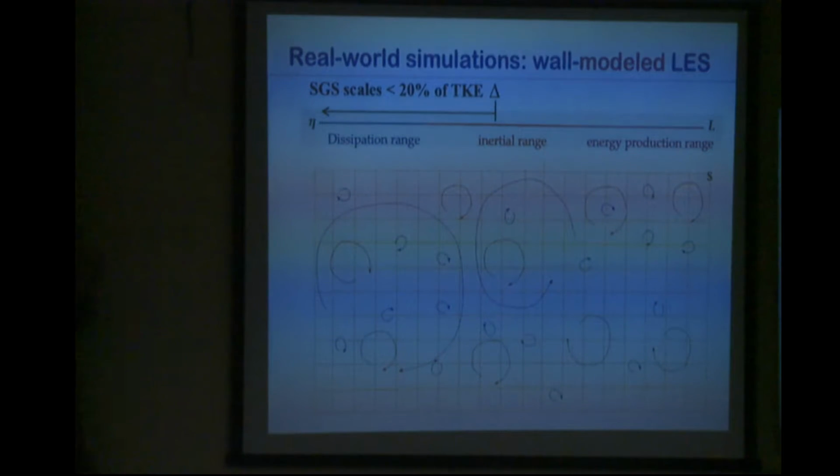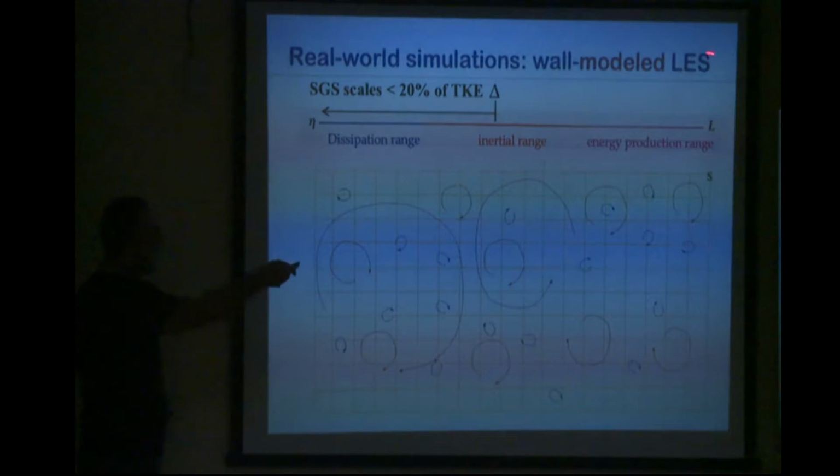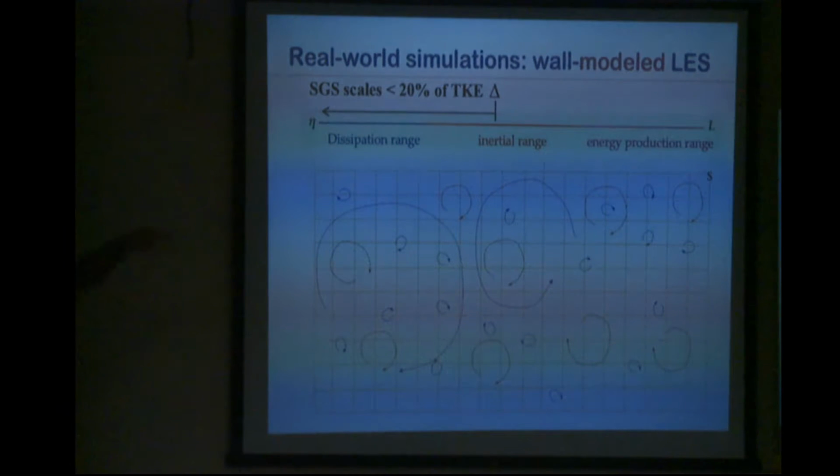So in LES, the idea is you resolve the large scales that you think are more important, and you try to model the rest, the small scales. And if we do wall modeled LES, we just keep our delta in the inertial range. We don't try to go into the dissipation range. This is what wall modeled LES means.